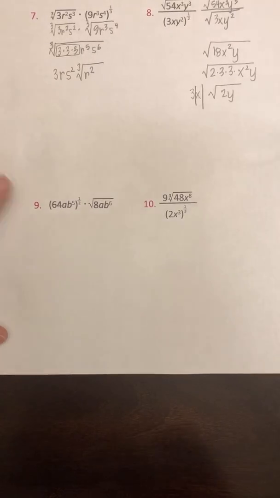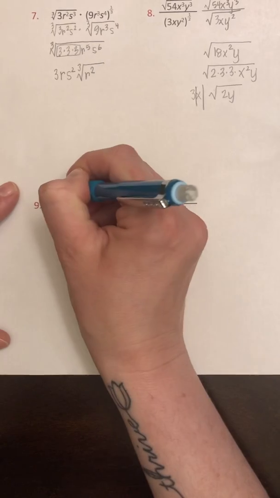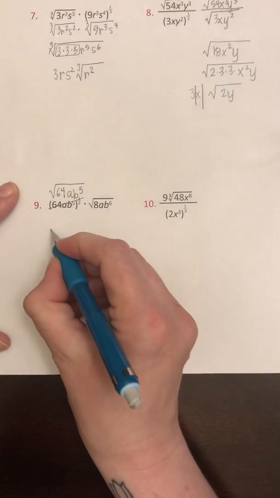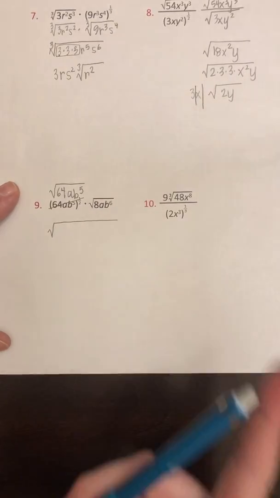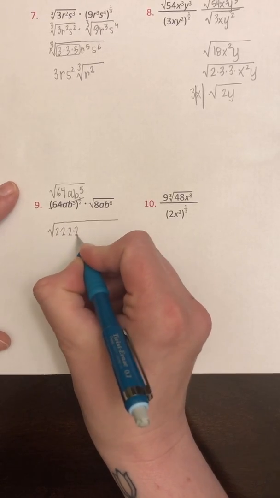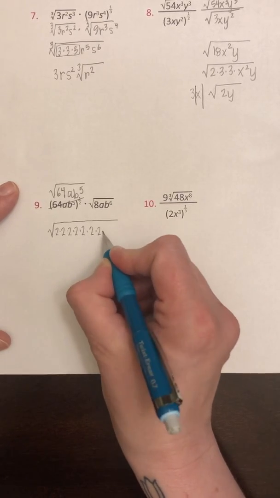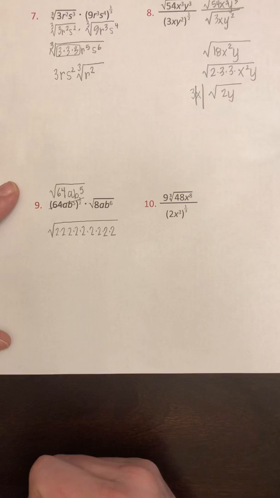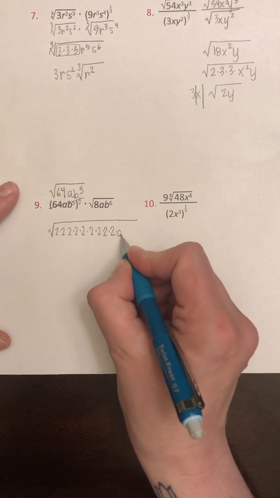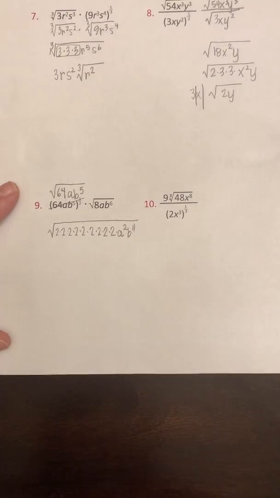All right, number 9, I'm going to start off the same way. Let me just rewrite above that. Square root of 64ab to the 5th. Okay, so 64 breaks down into 6 2's. And the 8 over here breaks down into 3 2's. So I currently have a total of 9 2's. Then I have 2 A's and 11 B's total.